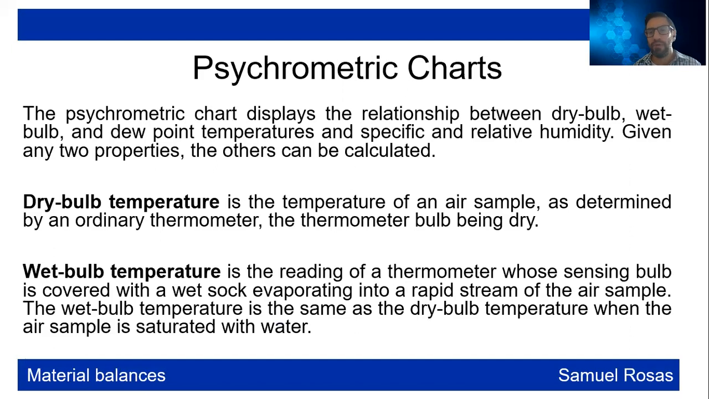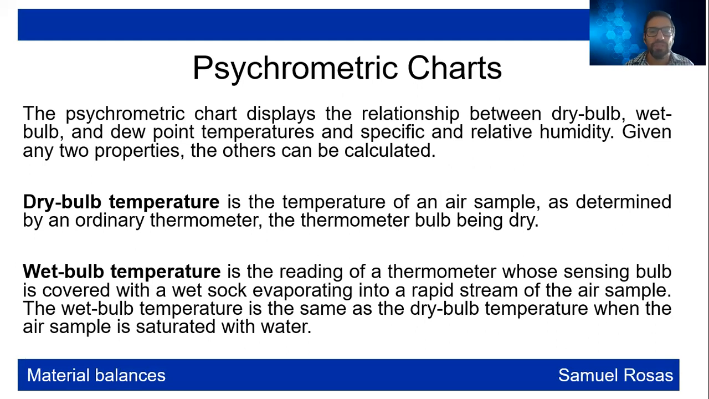And then we have what we call the psychrometric charts. The psychrometric chart displays the relationship between the dry bulb, wet bulb, and dew point temperatures and the specific and relative humidity of this system. Usually we're talking about air and water, and given any two properties, the others can be calculated.